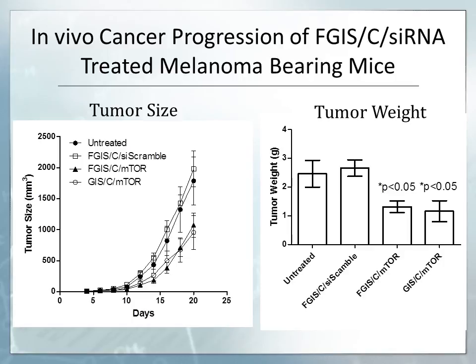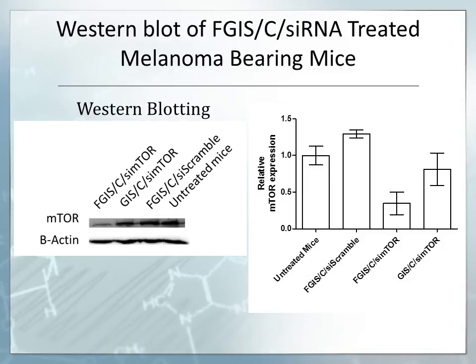So here we can see the tumor size and tumor weight. On the left is the tumor size of the mice. Both FGISC and GISC with mTOR siRNA treated mice have a significant reduction in the tumor volume compared to the controls. The same thing, the weight is reduced or inhibited as observed on the day of mouse sacrifice.